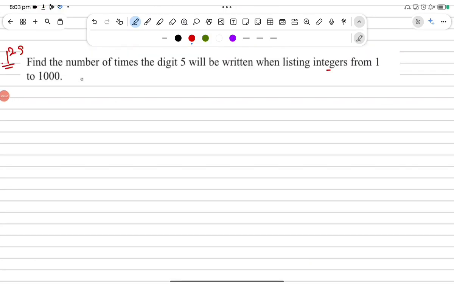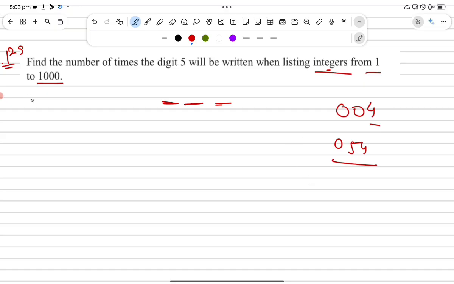We are supposed to find the number of times the digit 5 will be written when listing integers from 1 to 1000. So 1000 doesn't really have 5 clearly, so we'll be ignoring that. We'll be mostly dealing with 3 digits, 3 positions to fill. Now you may wonder, what about 2-digit numbers or a single digit number? We can always write a single digit number, let's say 4, as 004. So we are basically allowing 0 in these positions, which will make sure that single digit numbers as well as 2-digit numbers also get counted.